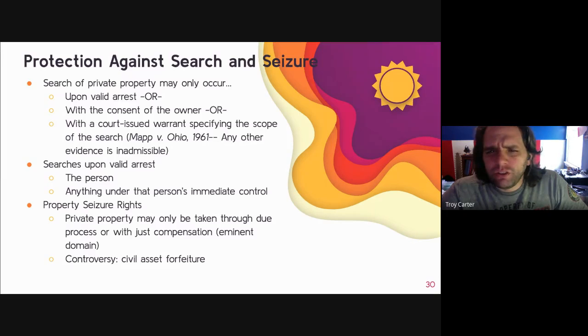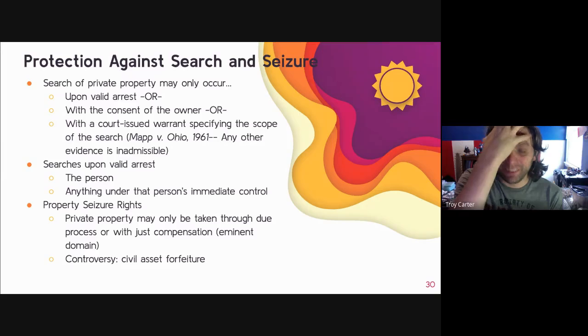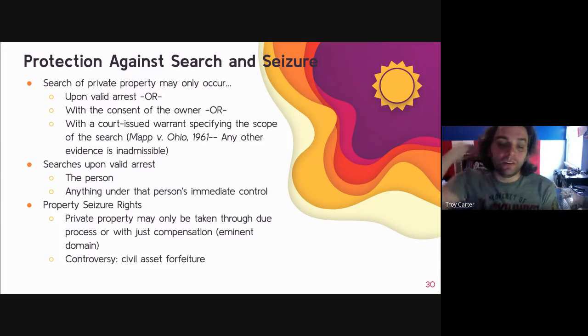The other part of search is seizure. When can the government take private property, and when can the government seize private property? According to the Fifth and 14th Amendments, the private property of citizens cannot be taken unless there is due process. If you go through a legal court process and the courts determine that this property can be seized, then that property can be seized. Or with just compensation if that property is being put to public use.